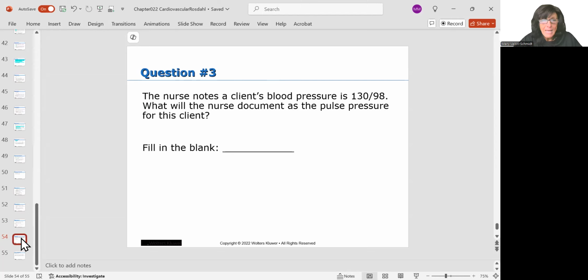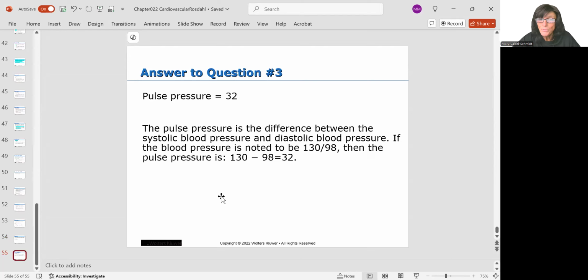The nurse notes a client's blood pressure is 130/98. What will the nurse document as the pulse pressure? I hope everybody remembers. 98, take away from 130. The difference is 32. There's your pulse pressure.